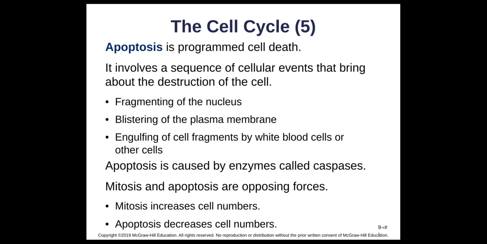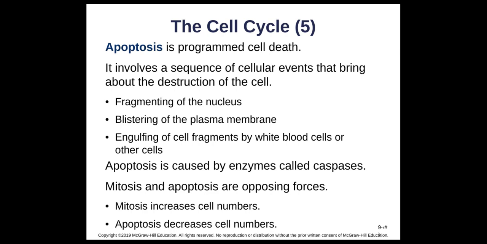We'll see blistering, or this little bubbling of the plasma membrane. Without a plasma membrane controlling what is coming in and out of the cell, again, it's just a matter of time before the whole thing breaks apart. We can engulf these parts and pieces of the cell in white blood cells or other cells. Those lysosomes and peroxisomes of other cells can break apart things, and then the cell is destroyed.